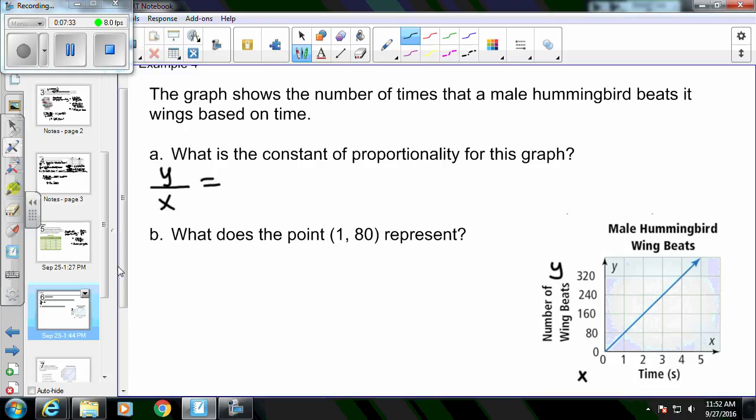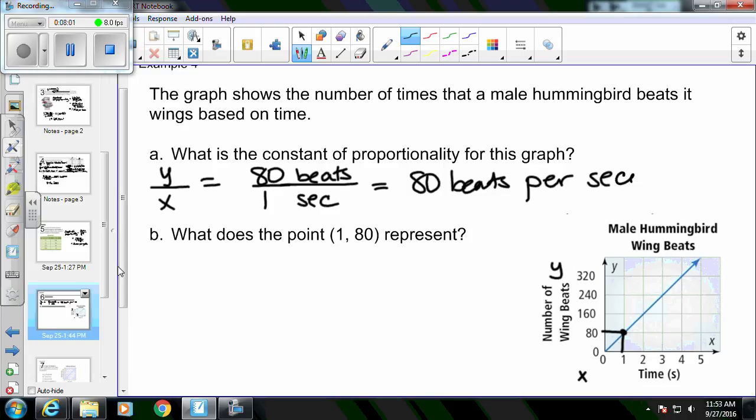So let's get a nice easy point to work with. If I look at this point here, when x is 1, y is 80. And my units are beats per second. So this one made it very easy to find my constant of proportionality: 80 beats per second. What does the point 1, 80 represent? The constant of proportionality.